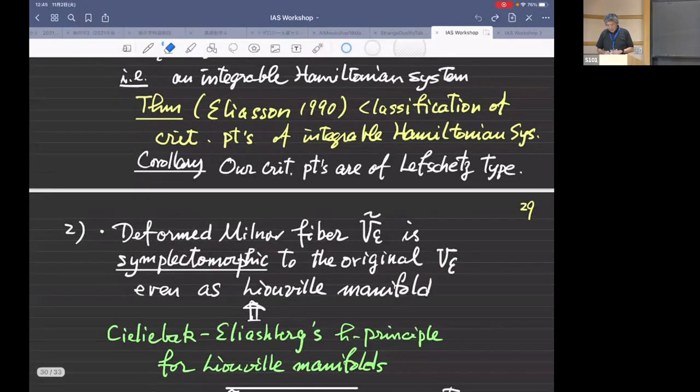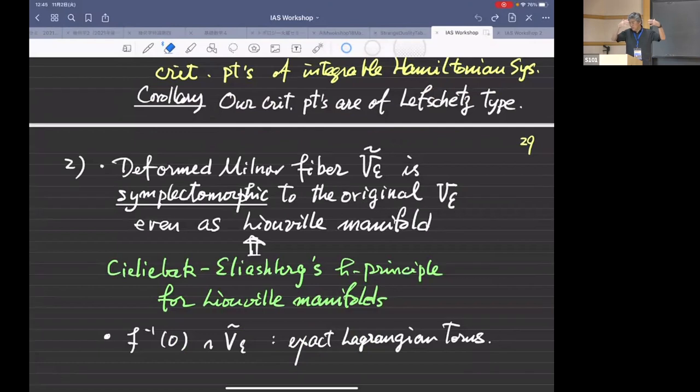And during the deformation, we can keep the surfaces always symplectic. So Liebach and Kai and Yasha's h-principle for Liouville homotopy, I think it works. And in fact, I think we don't need the full power of this h-principle, but the inversion is enough. So even though we deformed it, it's always a symplectic submanifold.